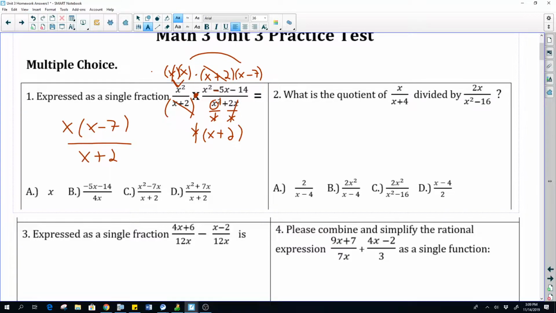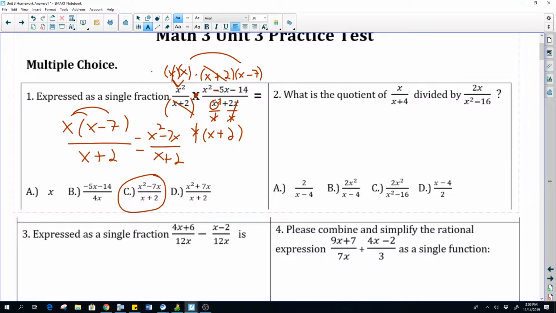Now I don't see that as one of my answers, but I do see the x distributed back through as one of my answers. So x squared minus 7x all over x plus 2. Awesome. So that looks like it's going to be answer C.